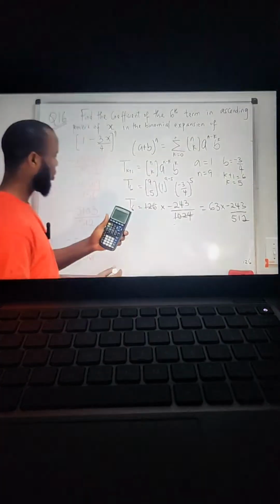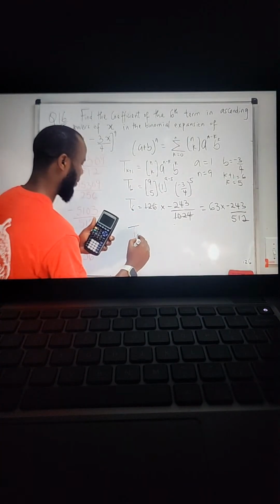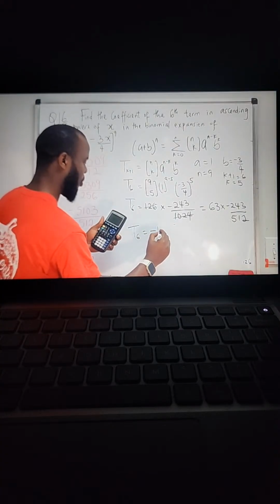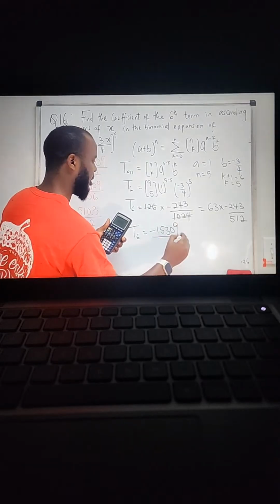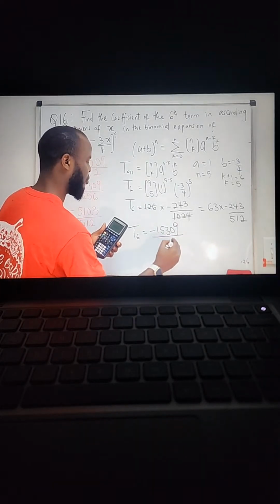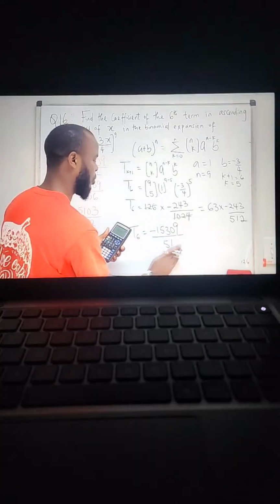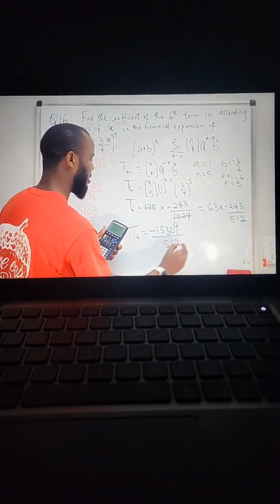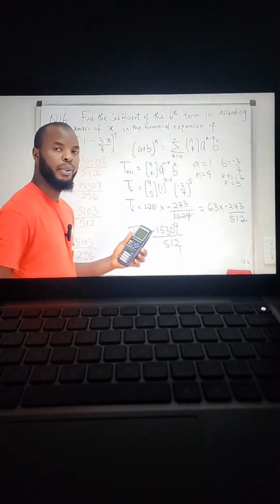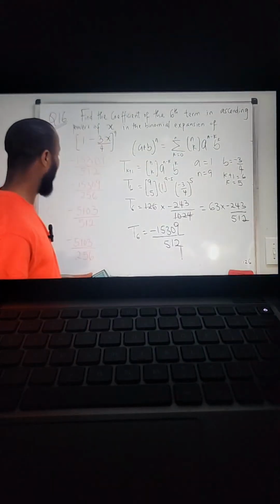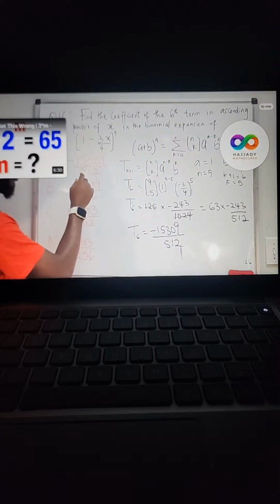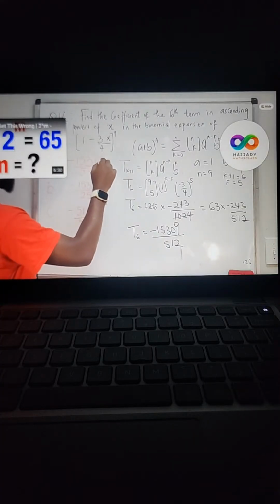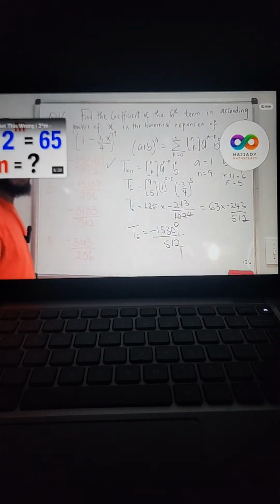So here my calculator is showing me that here we have negative 15309 divided by 512. So this is the answer to the lowest term. And if you look at that here, 15309 over 512. So the answer should be option A.